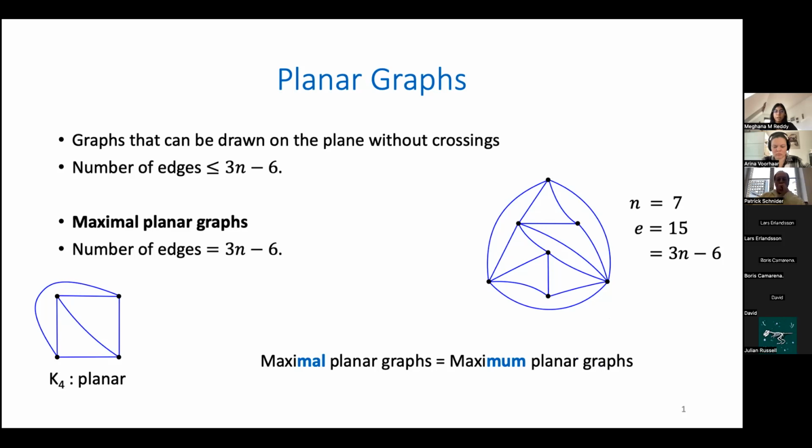So what we observe here is that the set of maximal planar graphs is the same as the set of maximum planar graphs, where we can interpret maximum planar graphs as graphs that have exactly 3n minus 6 edges. Sometimes these are also known as optimal planar graphs or planar graphs which achieve the maximum edge density.